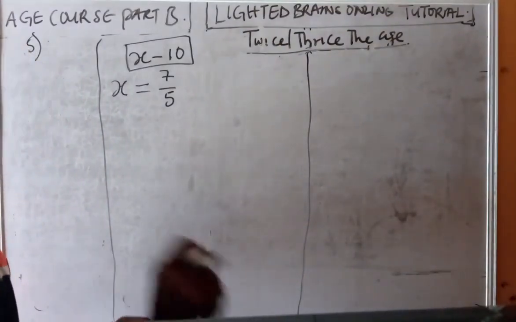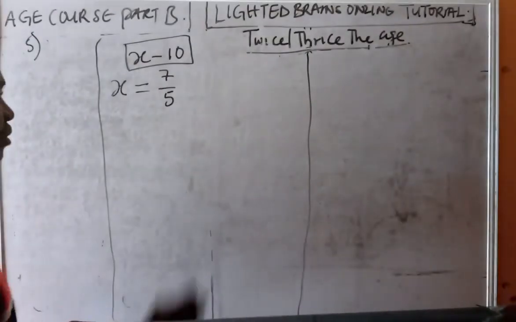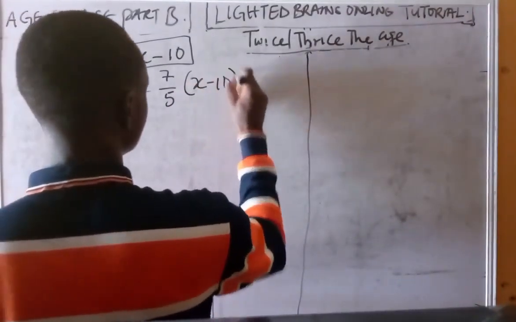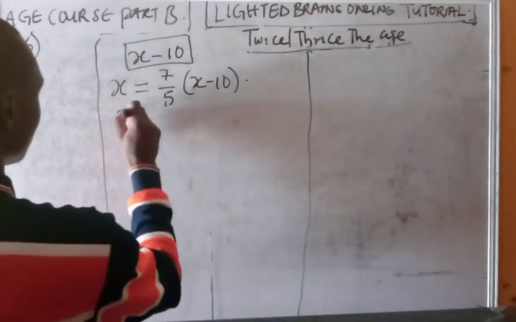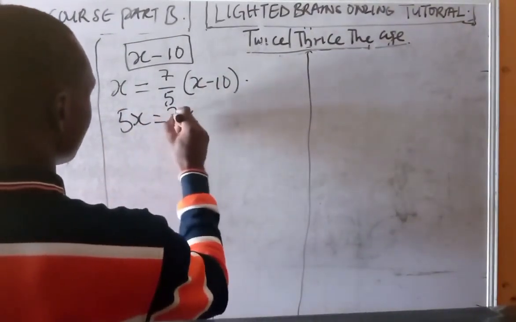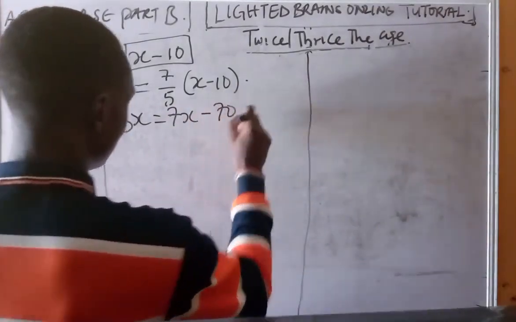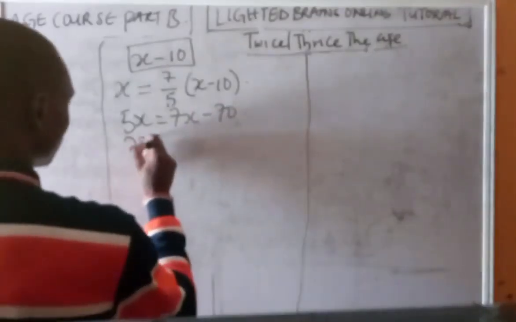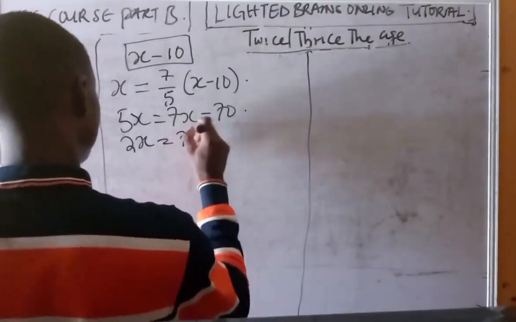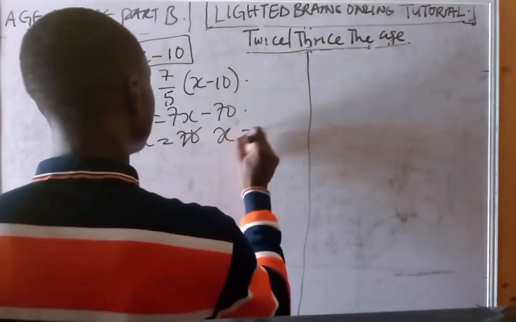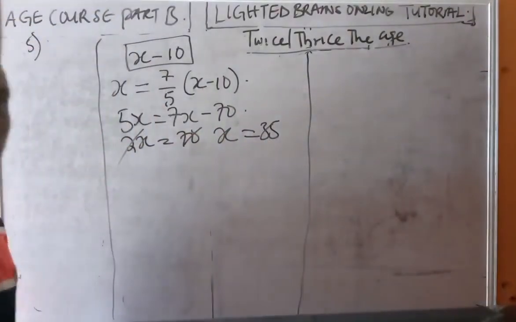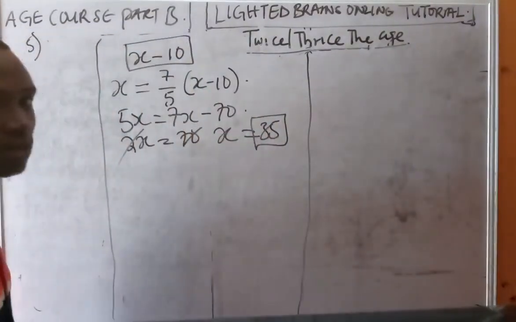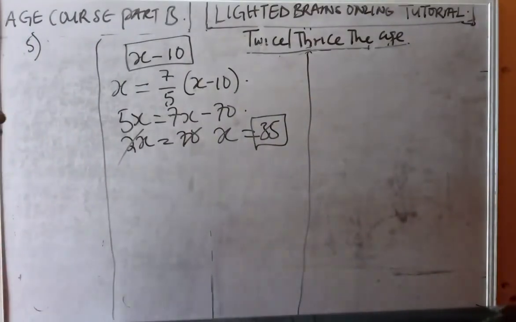Because they said Amaka married 10 years ago. Do you understand now? So we have 7/5 times X minus 10. So 5x is equal to 7x minus 70. So 7x goes to this side, we have 2x is equal to 70. Cancel. X is equal to 35. Do you understand now? So now this is the age of Amaka, the mother. This is her daughter.